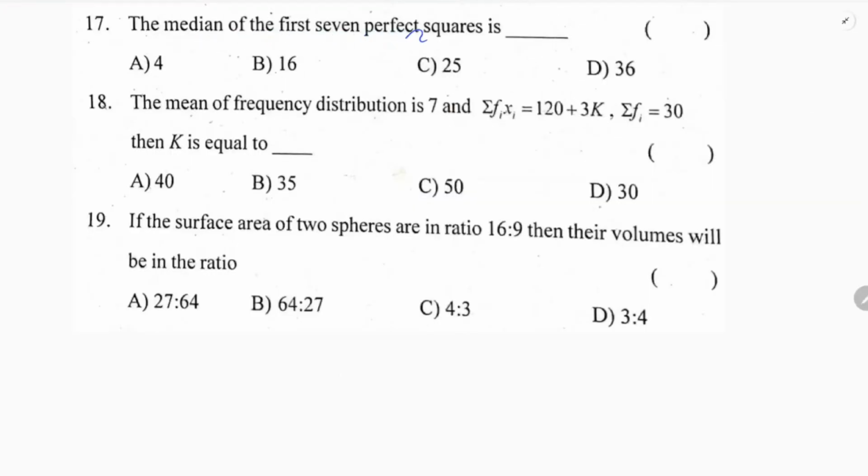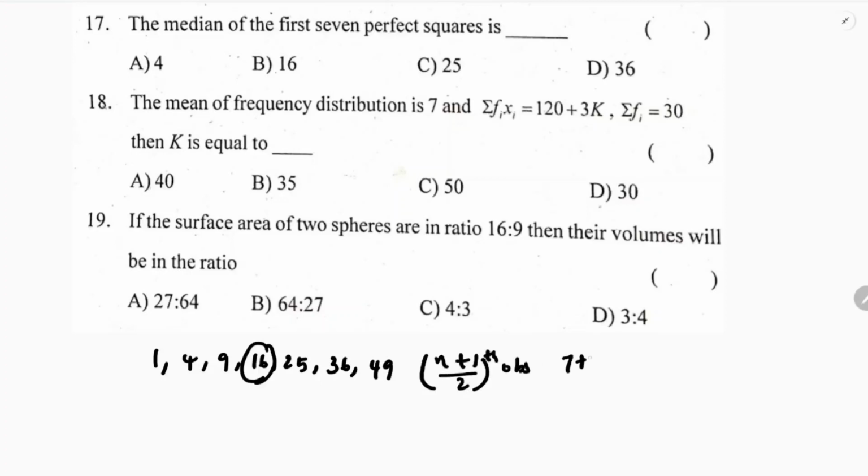The median of first 7 perfect squares. So the first 7 perfect squares are 1, 4, 9, 16, 25, 36, 49. Here the median is the middlemost value, and there is an odd number of observations. So the formula is (n plus 1) by 2 observation. So 7 plus 1 by 2, which is 8 by 2, which is nothing but the 4th observation. The 4th observation is the median, or you can just cross out from the start because observations are few. So median is 16, so the correct option is B.